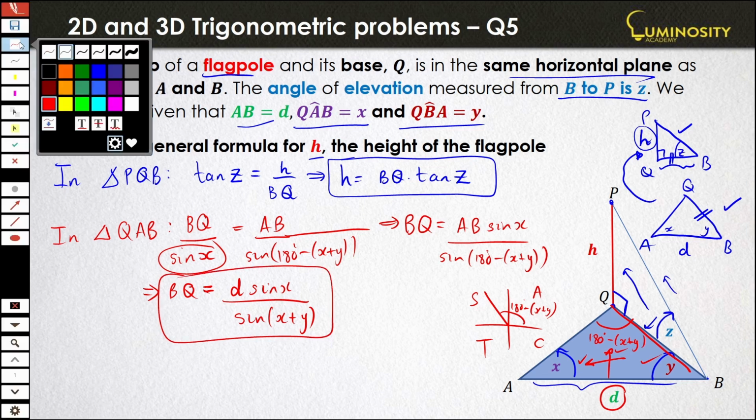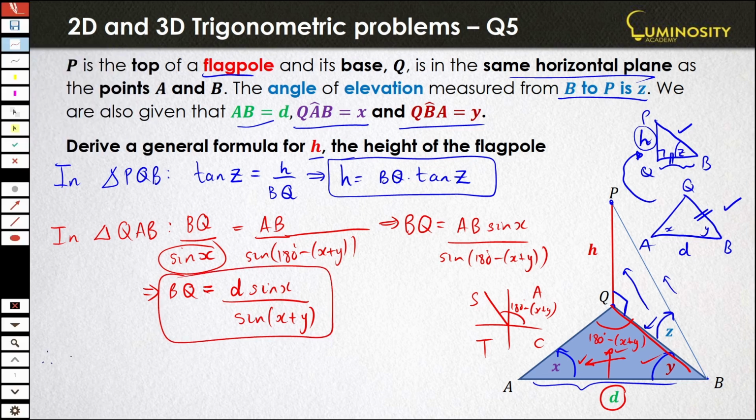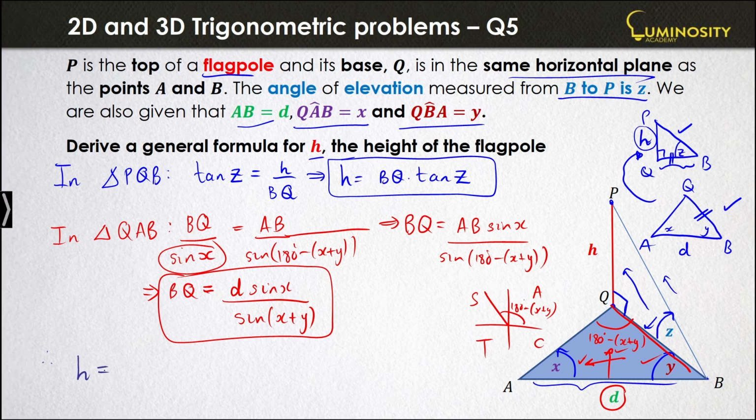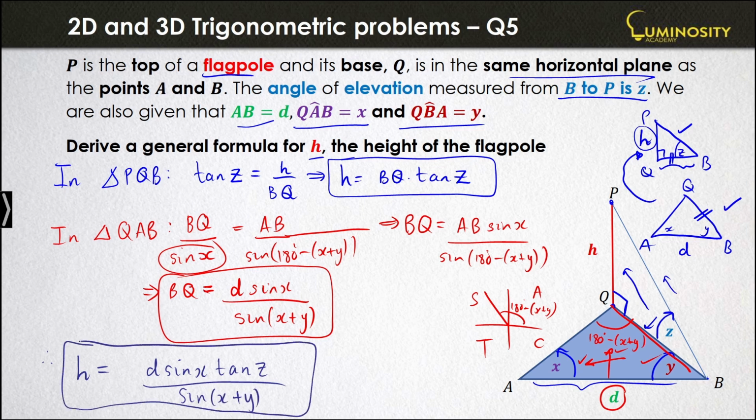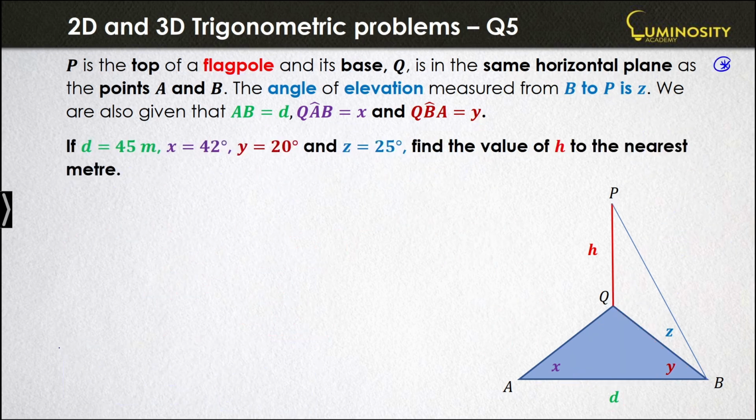So I can substitute that in now, and therefore say that an expression for H is going to be D sine X, don't forget that times tan Z, all divided by sine of angle X plus Y. I'll say that's an appropriate expression for H because it uses every single piece of given information. It has the length D units, and it uses the angles X, Y, and Z. And lastly, we want to find the value of H to the nearest meter if we're given the following information.